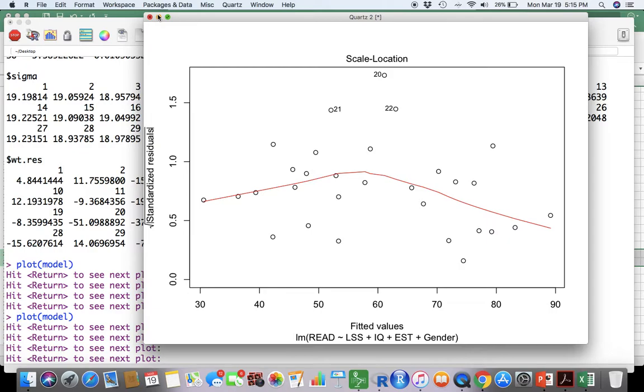I would feel, I guess, reasonably safe to use this model to predict the reading score.